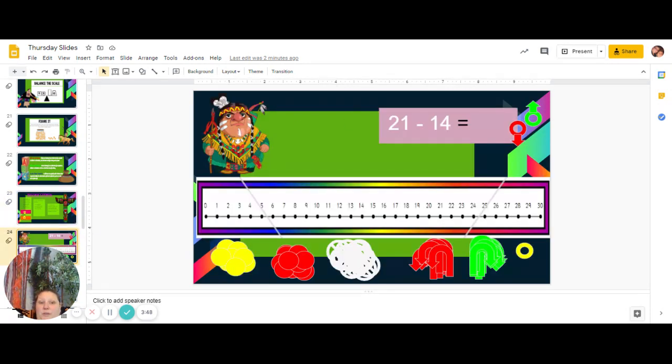So I'm going to do one here with you today. 21 minus 14. So I was going to use the number line, of course, so I would start at 21, circle 21 so that I knew where I started. Then I'm going to count back my 14.